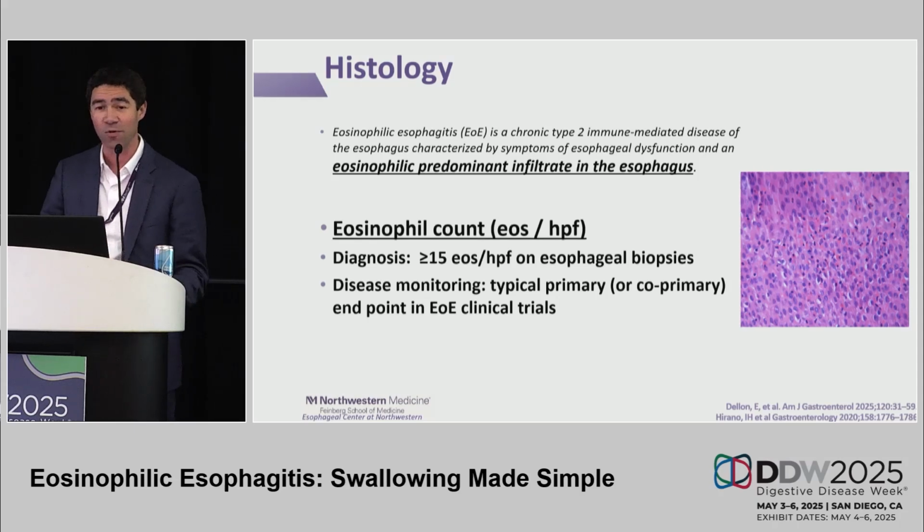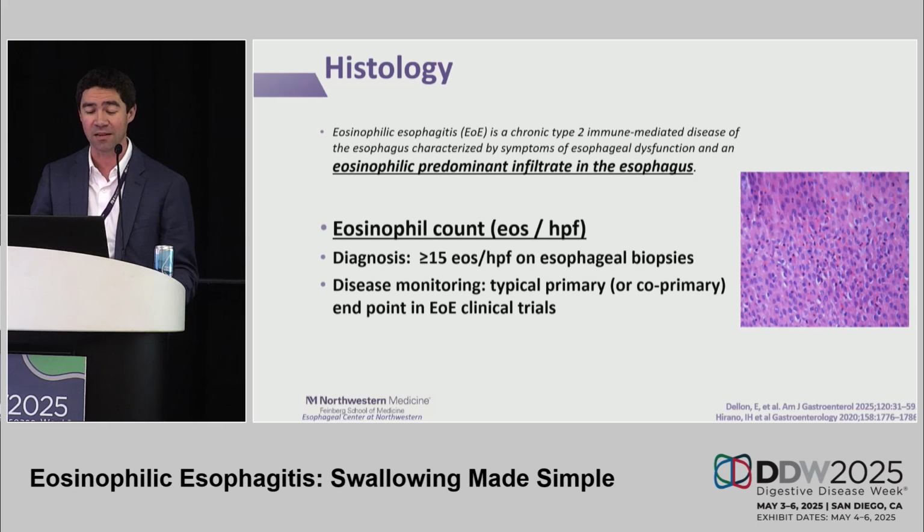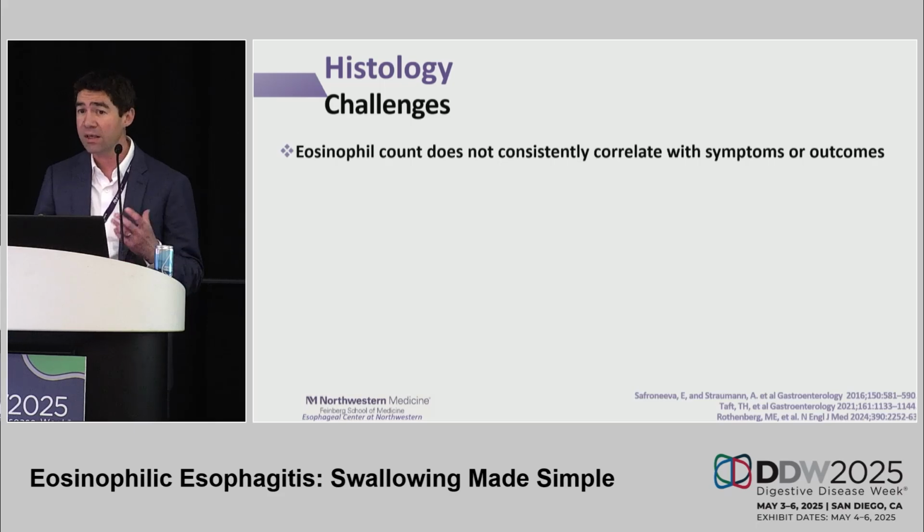And both Dr. Vasey and Dr. Khan talked about this at length, but typically using this threshold. There are always limitations with thresholds, but this is used as a diagnostic criterion, and also as one of the key outcomes in pretty much every EoE trial. But again, while eosinophil count is a very important measure and a very important feature of the inflammatory components of EoE, it also doesn't consistently correlate with some of these other outcome measures.